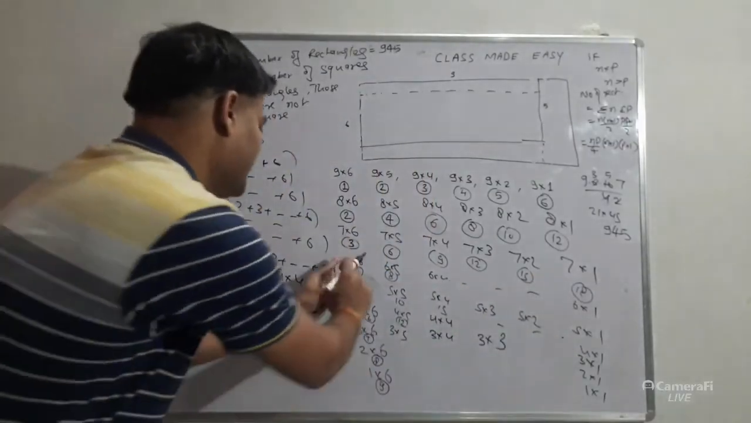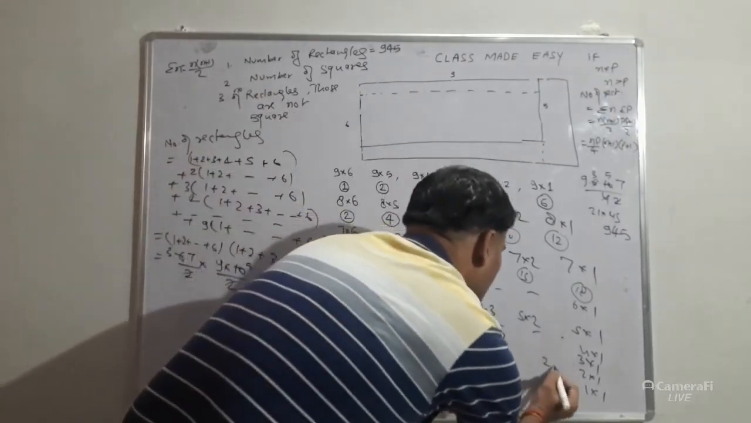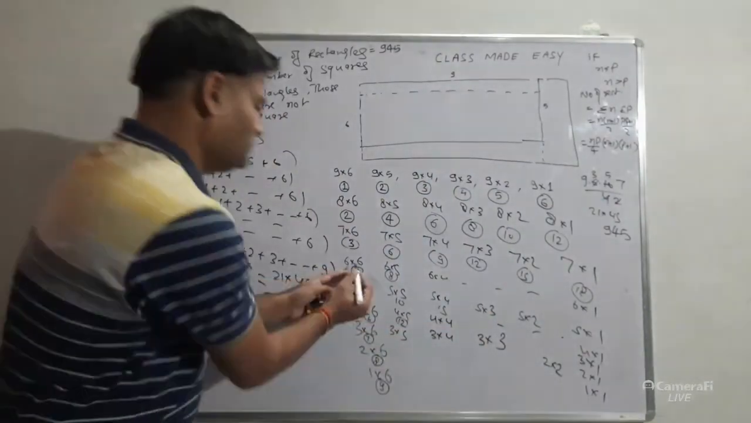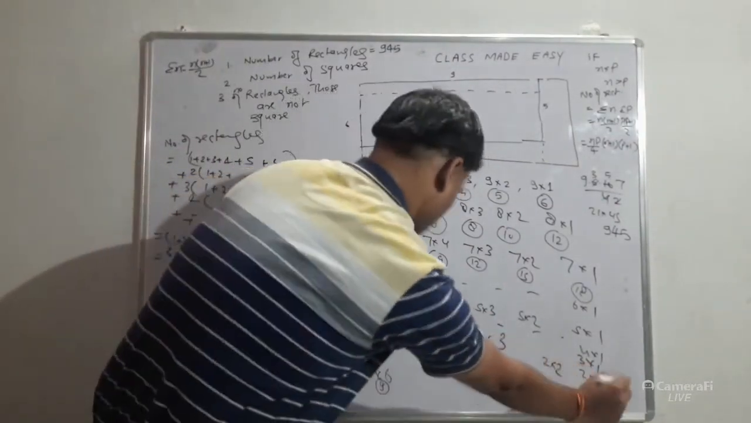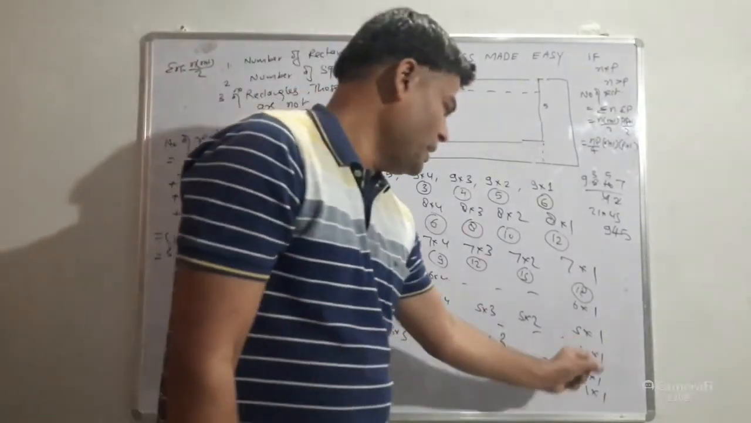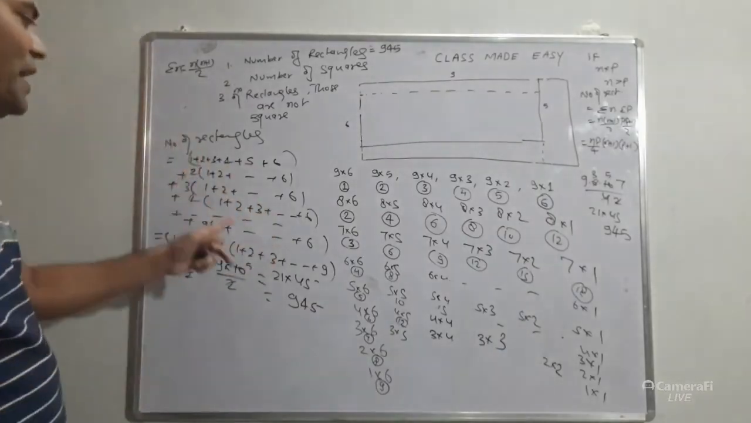So see this: 6 by 6, 5 by 5, 4 by 4, 3 by 3, 2 by 2 and 1 by 1. See diagonally from this, these are the rectangles: 6 by 6, 5 by 5, 4 by 4, 3 by 3, 2 by 2 and 1 by 1. So the number of rectangles is 945.